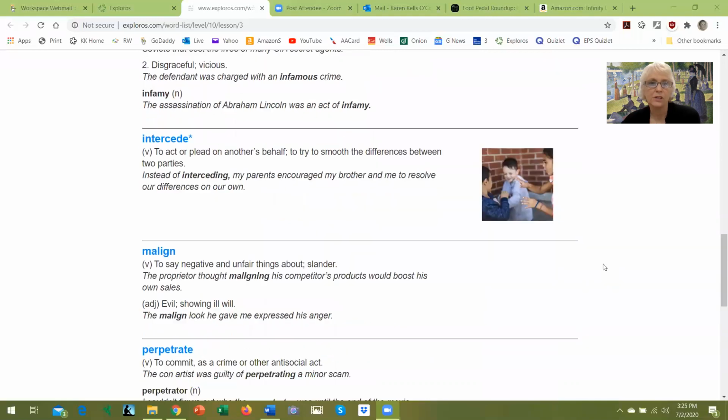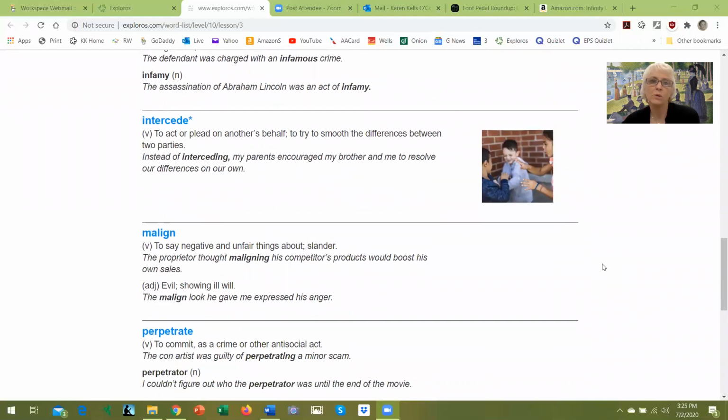Okay. Intercede, to act or plead on another's behalf, like to come in between and make a case for something, to try to smooth the differences between two parties. Instead of interceding, getting in the middle and trying to fix it, my parents encouraged my brother and me to resolve our differences on our own.